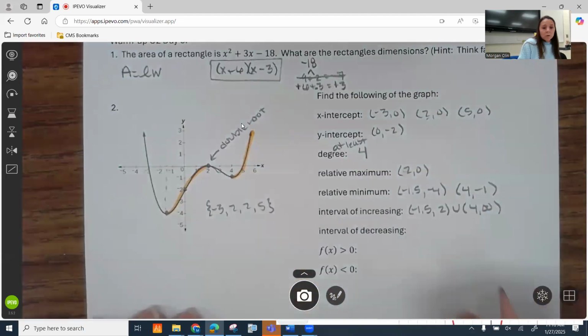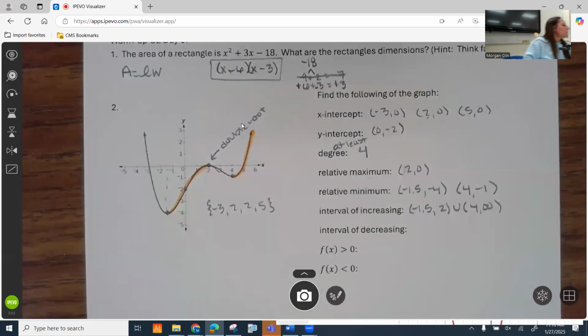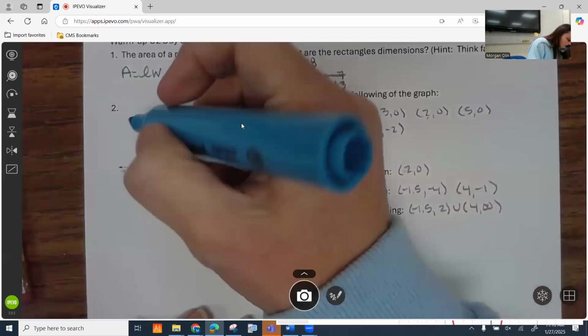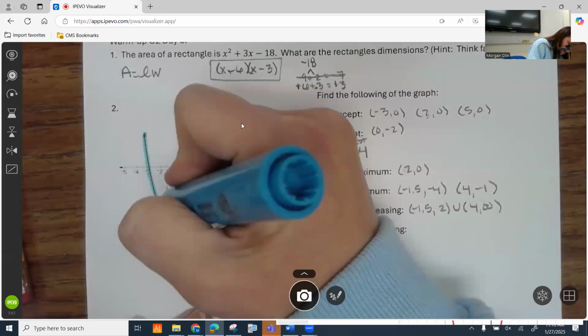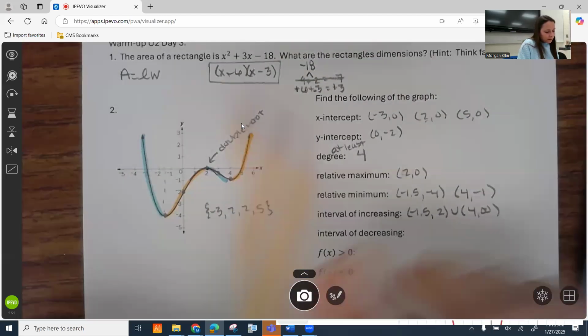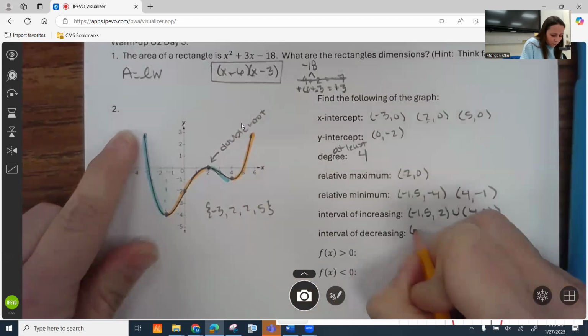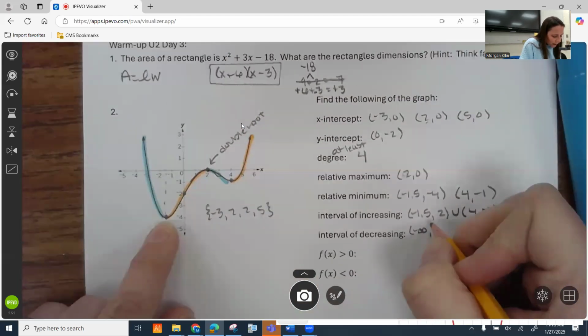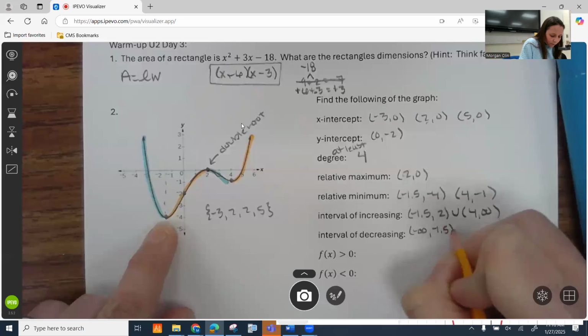Now, interval of decreasing. Let me grab a different highlighter. This one is going down, and I notice I have two that are going down. Start from the left-hand side. This is -infinity over here. Then I'm going to this x value of -1.5.